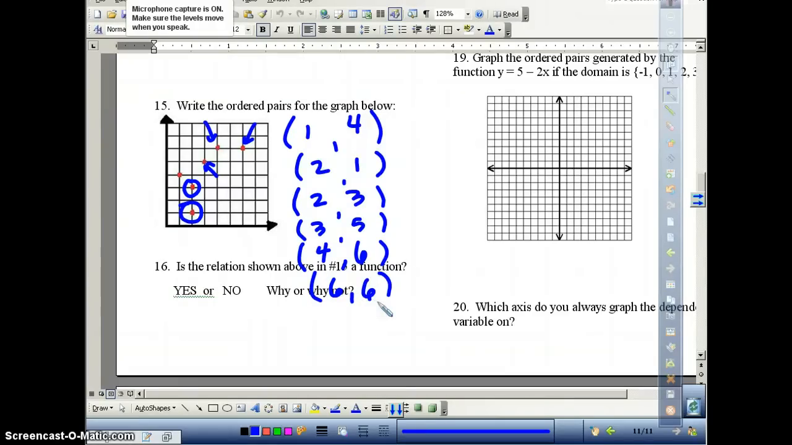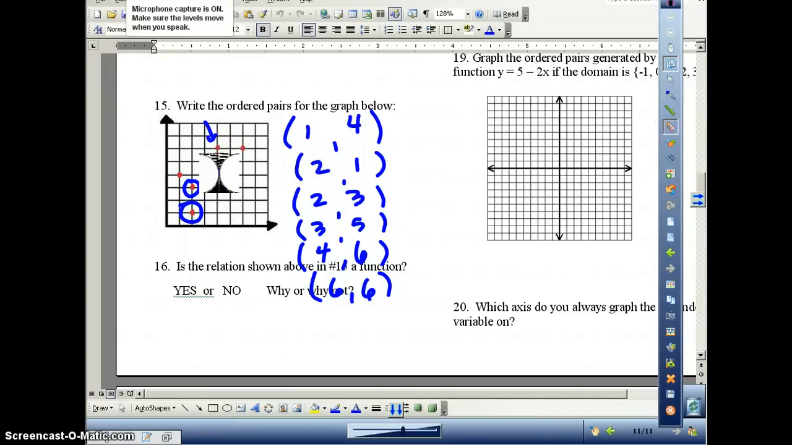Number 16 says, is the relation shown above in number 15 a function? You say it's not a function, why not? Jason says it doesn't pass the vertical line test. Do you guys agree with him? And if you looked at the ordered pairs, why else would you say it's not a function? Excellent. The 6's don't matter. It's these two 2's right here that make it not a function. Good for you.